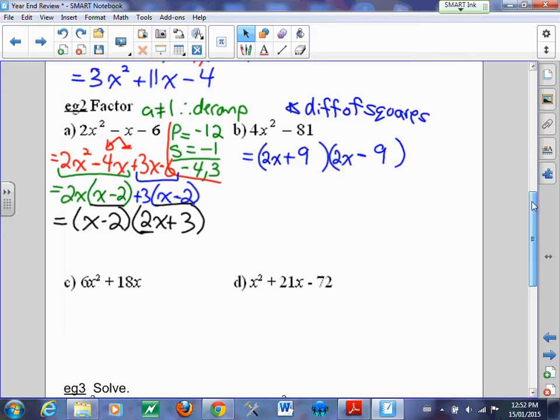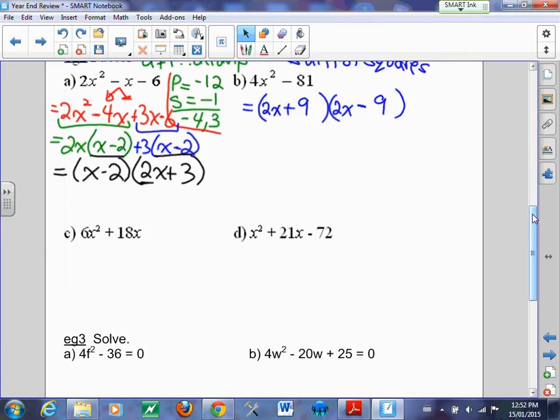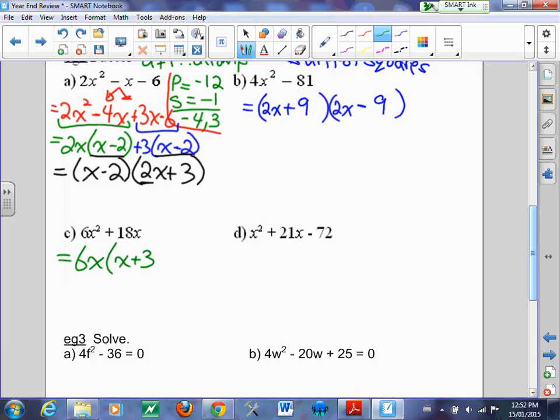Okay, taking a look at C, ladies and gentlemen. It is a binomial, but we always start with trying to common factor first. So what can we take out? You could say a 2, you could say a 3, you could say a 6, but I would still say you're not right. You need to take a 6 and an x, because x is common to both. So it's going to be 6x is common. So what's left over is x plus 3.